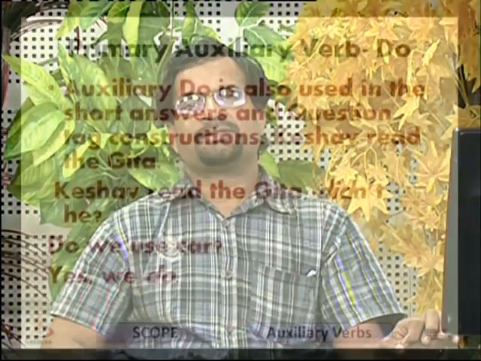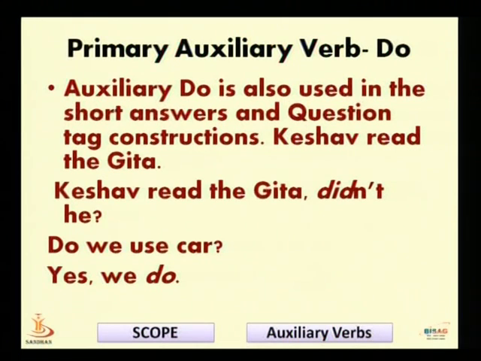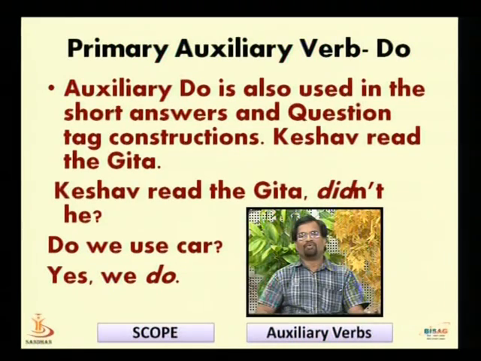Next is, do we use car? That is the line. And friends, let us give a short answer. This type of question is always asked in the paper. If I want to use a kind of assertive answer, then yes, we do. Now you can find here do is used in two different ways. It denotes the main verb, and it also denotes the auxiliary verb, that is do. So this is how the auxiliaries work.